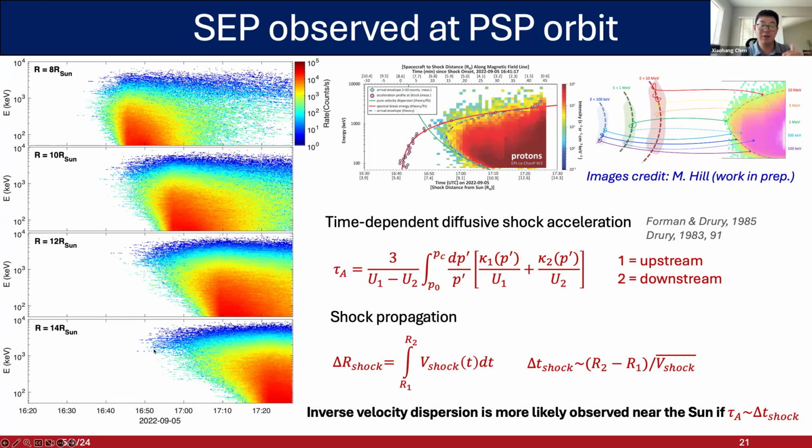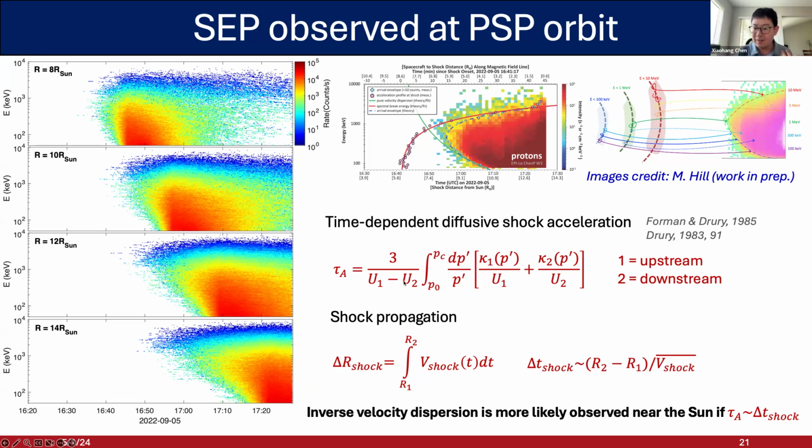Here is the location of the Parker Solar Probe. We can clearly see that there are no features of these SCPs at first, and the profile gradually evolves, becoming sharper and sharper as the shock propagates outward. We can also see this inverse velocity dispersion in our model. So how can we understand these features?